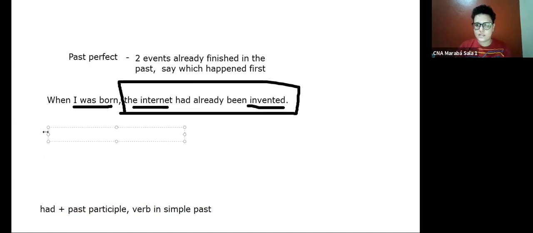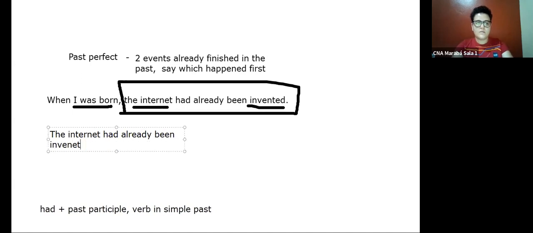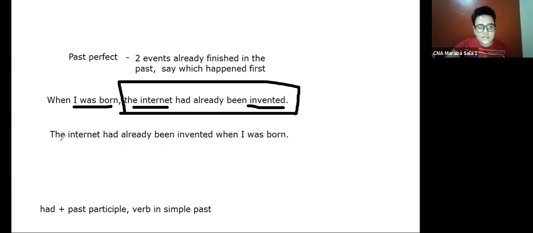So this same sentence here, I can write inverted. The internet had already been invented when I was born. So I wrote the same sentence and it's the same idea. The first event is still that the internet was invented. This happened before I was born. The only difference is that in the first situation, I have to use a comma, so vírgula, and in the second situation, I don't need to use a comma.